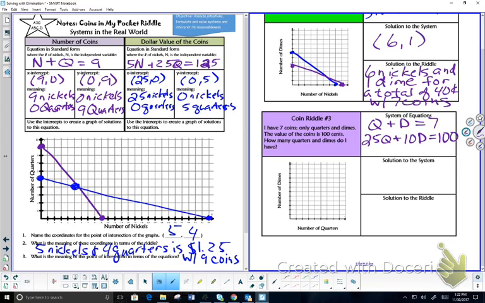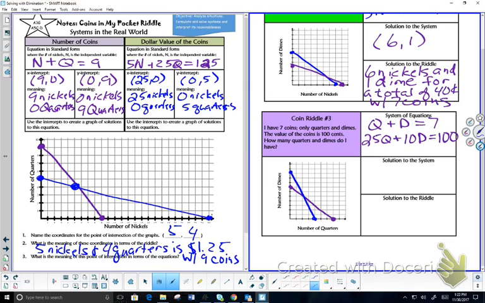So Q equals 7 and D equals 7. Draw your line. 25Q equals 100, so Q equals 4. 10D equals 100, so D equals 10. Carefully connect your points.